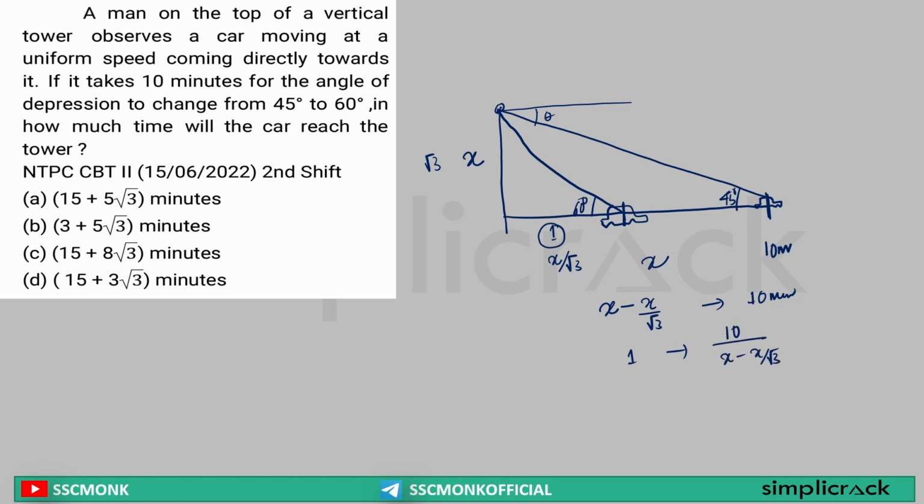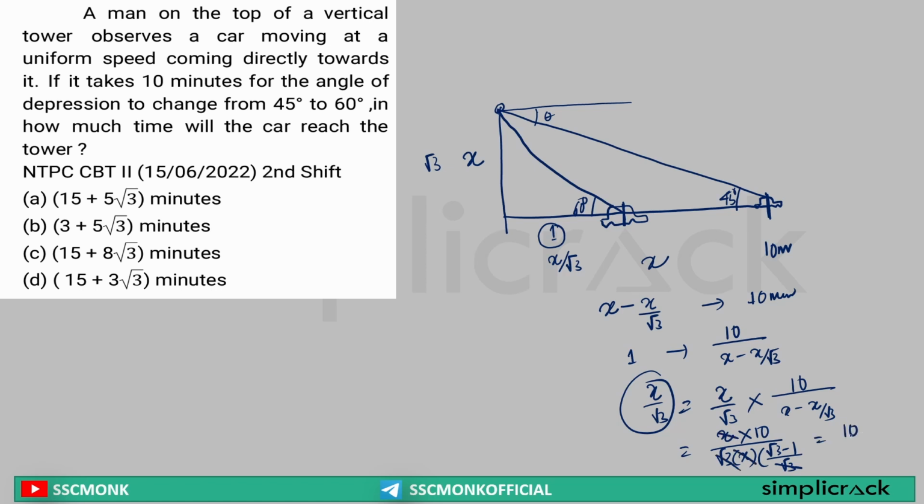Yes or no? Yes. Then it is asking about x by root 3 time, because this is the distance he has to cover. So it will be equal to x by root 3 multiplied by 10 by x minus x by root 3. So here if I take x common, x into 10 by root 3 into x common, it will be what? 1 minus 1 by root 3, which can be written as root 3 minus 1 by root 3. Here root 3, here root 3 gone, x gone.